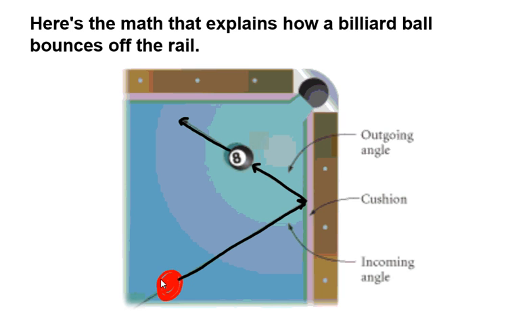Now the math behind this involves incoming and outgoing angles. And what we know is that the incoming angle, which is the angle created by the path of the cue ball and the rail it is hitting, will be equal to the outgoing angle, which is formed by the path of the cue ball off of the rail and the rail itself. So we now know that these two angles are congruent.